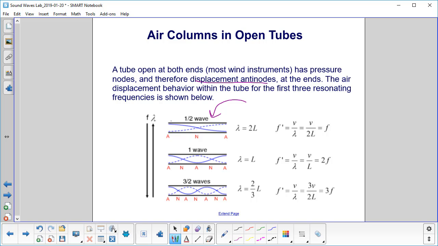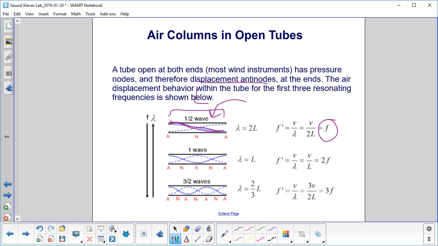Here we fit half a displacement wave inside the tube. So the wavelength is twice the length of the tube. That's what L stands for, the length of the tube. Therefore the frequency is velocity over lambda, so it's velocity over 2L, and that's our fundamental frequency.